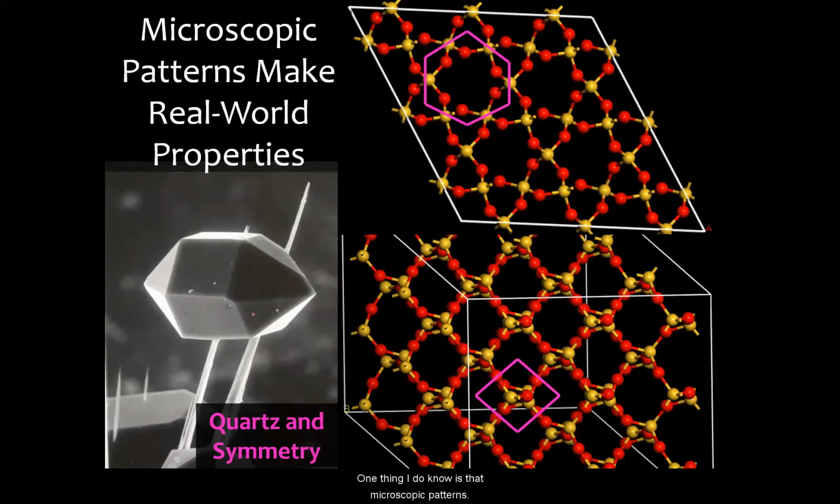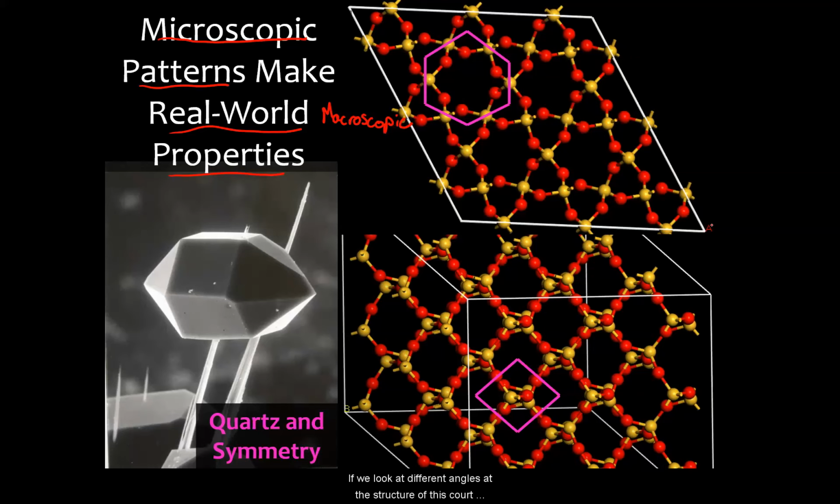One thing that I'll note is that microscopic patterns make real world properties. We used the term macroscopic before. That is things that you can see with your naked eye. You don't need a microscope to see them. And I just say real world here to remind you that what's happening on a microscopic scale matters to properties that you can see in everyday life.